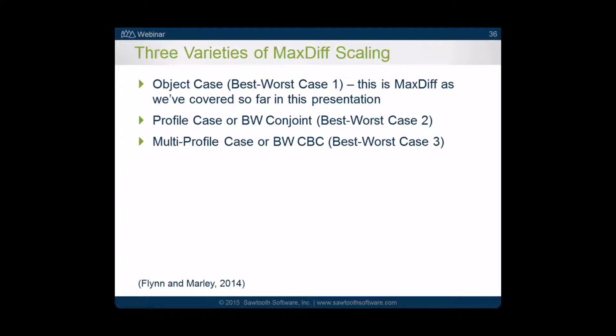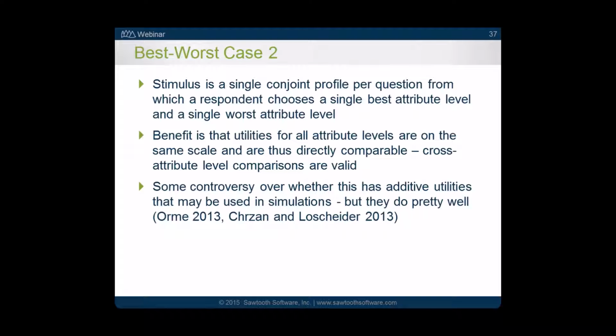So we've already spent a lot of time talking about the first one, MaxDiff scaling. It's where we've got a set of objects or a set of items, and we want to prioritize them. Best-worst case 2, which used to be called best-worst conjoint: in this case, the stimulus is a single conjoint profile. So think about the old-fashioned one card at a time conjoint analysis where we're not having people make choices. We used to have people rate those cards or rank them. Now what we're going to do is show that card, and ask respondents to tell us what the best attribute level on that card is and what the worst attribute level is.